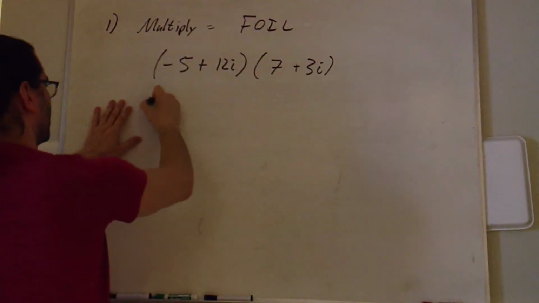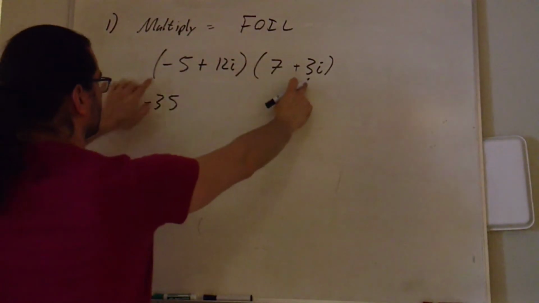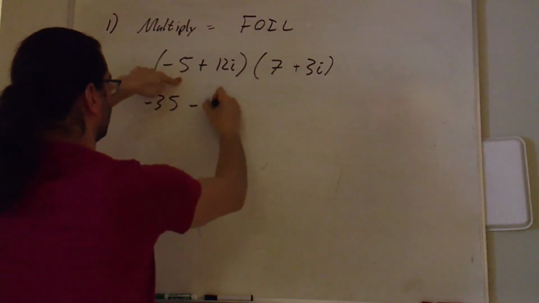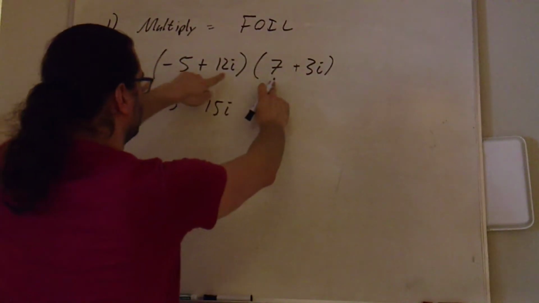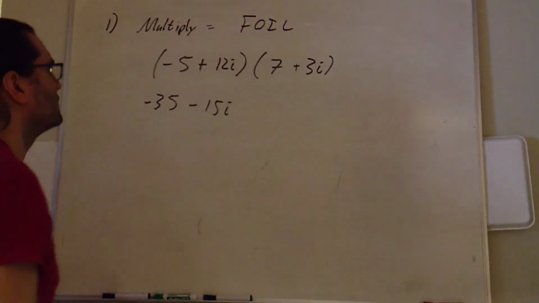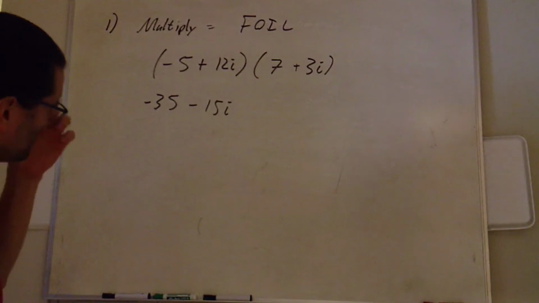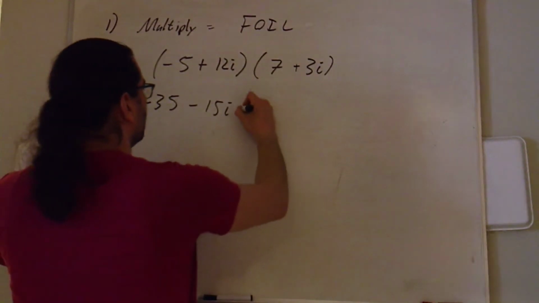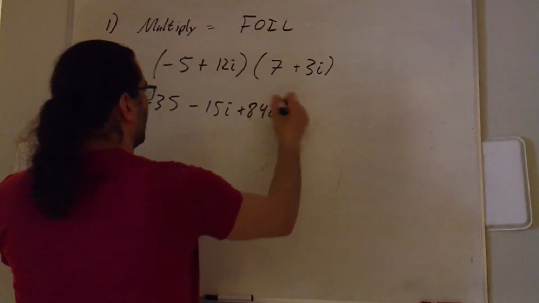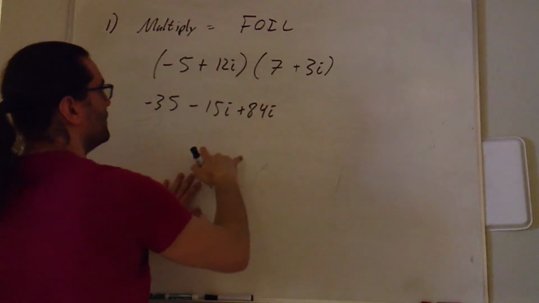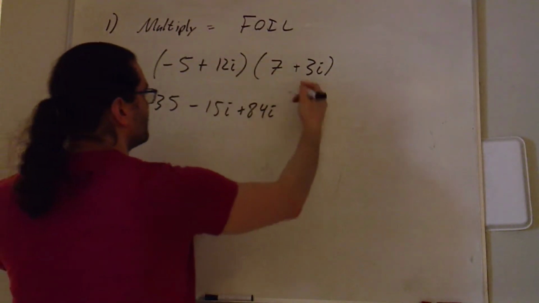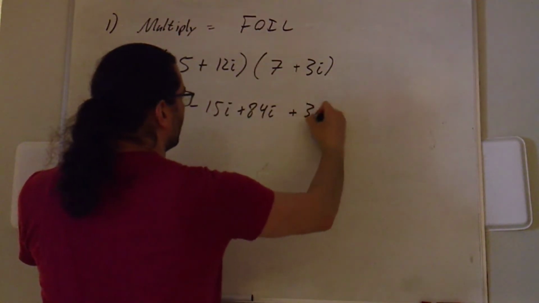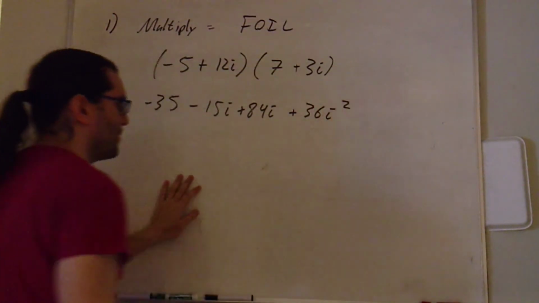First term will give you a negative 35. Outside terms will give you negative 15i. Inside terms will give you, I did not plan this, 12 times 7 is 70 plus 14, 84. 84i from the inside term. And then the last term will give us 36i squared.